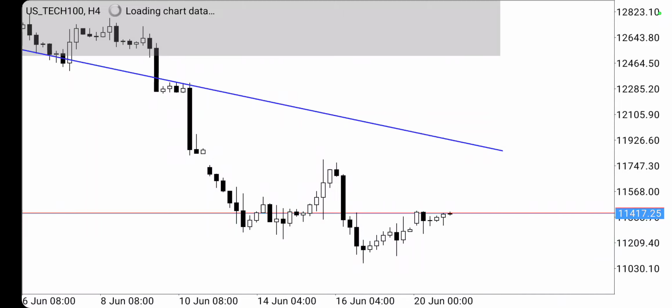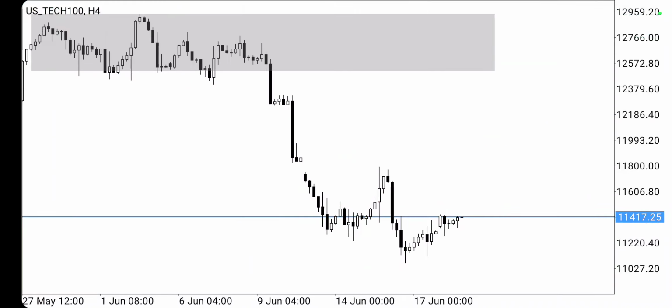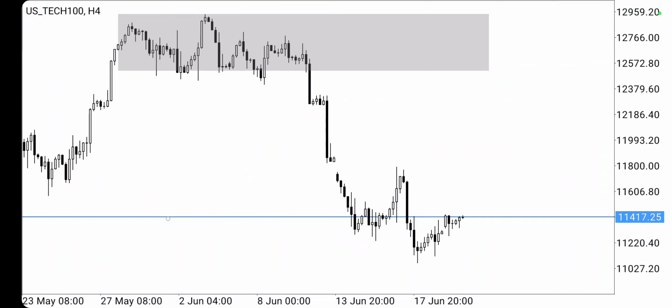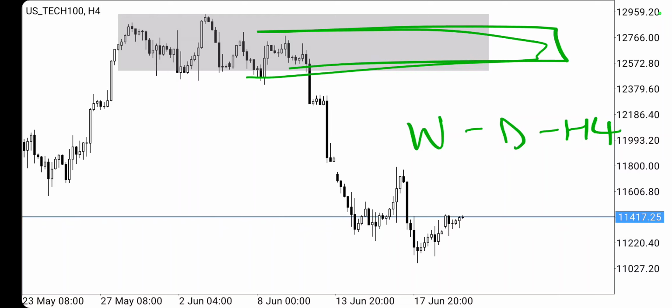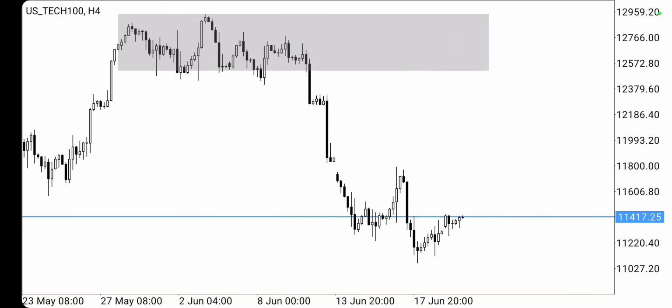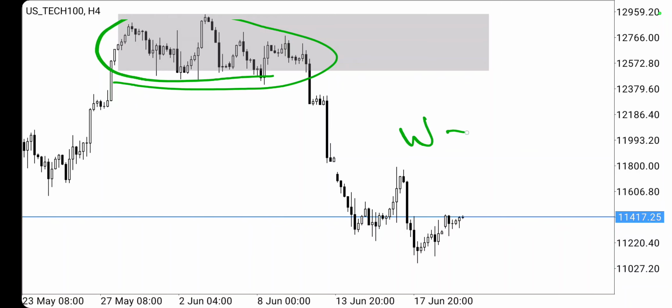So if you're trading H4, you're still gonna do the same thing. If you decided to go with weekly, daily, H4, it means you still need to keep this weekly area of resistance on your chart. Because remember, look at it now. I'm looking at H4. When you're looking at this, it doesn't even make sense why it is here. But if you're trading weekly, daily, H4, then you would know.